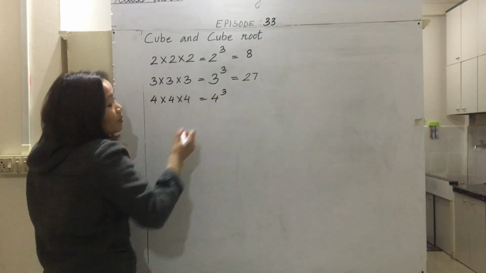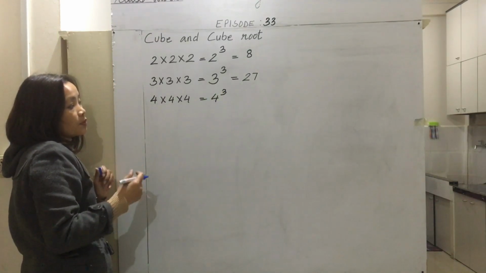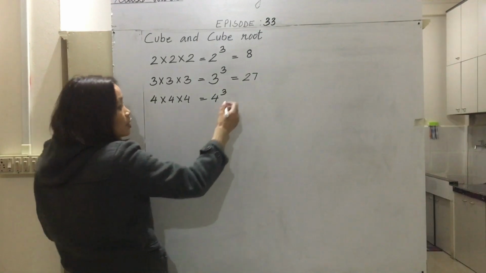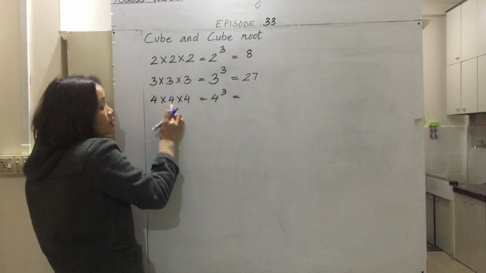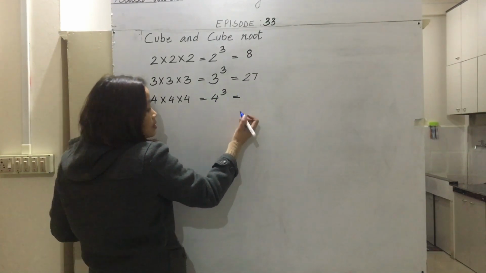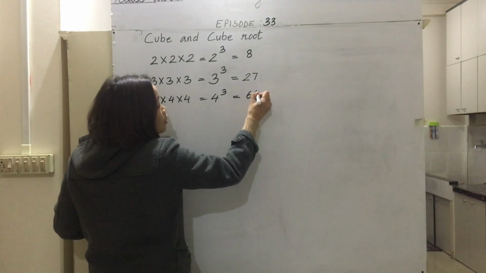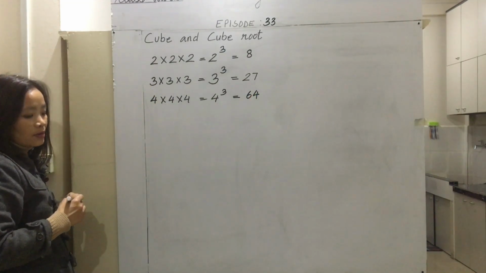Then 4 cube, when 4 is multiplied by itself 3 times, 4 to the power 3. So 4 4s are 16, 16 4s are 64. So 4 cube is 64, right?